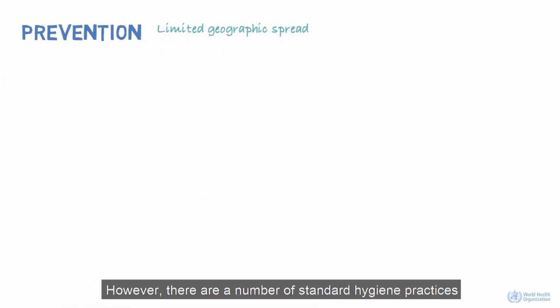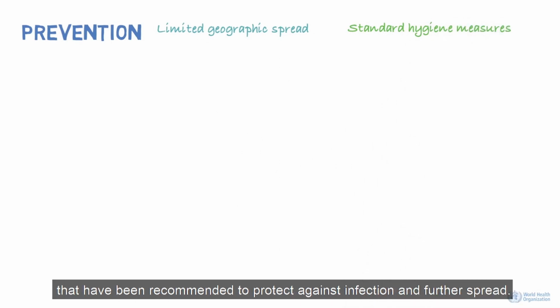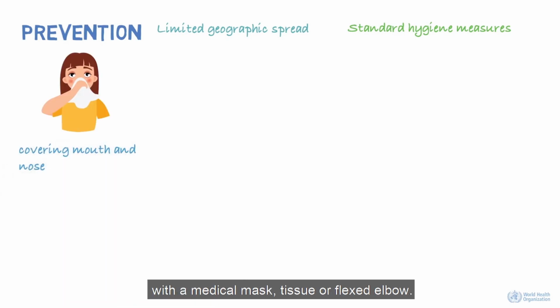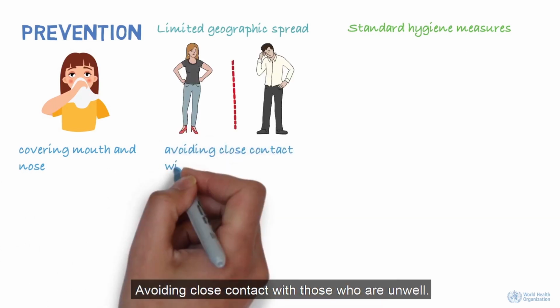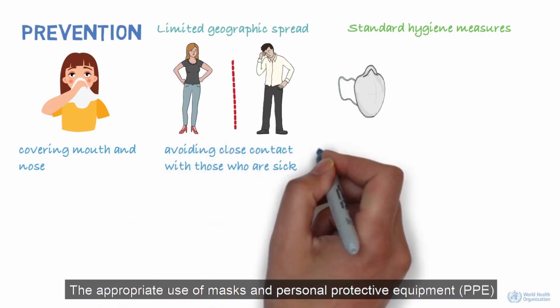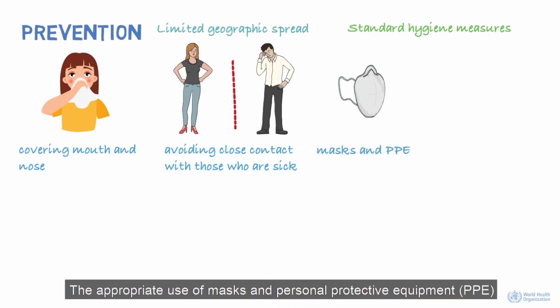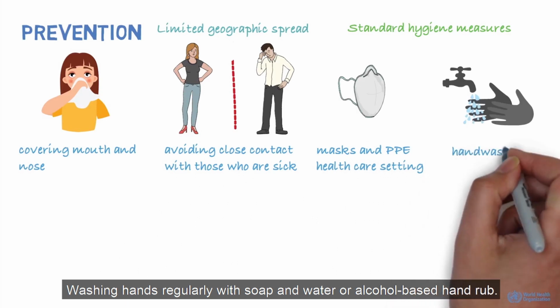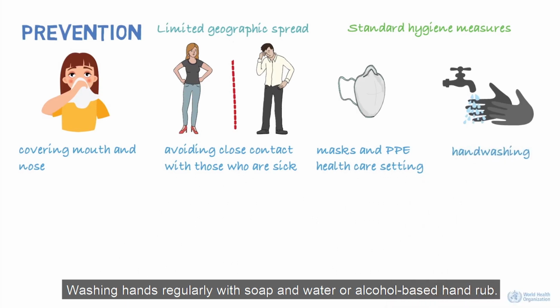However, there are a number of standard hygiene practices that have been recommended to protect against infection and further spread. These include covering your mouth and nose when coughing or sneezing with a medical mask, tissue, or flexed elbow, avoiding close contact with those who are unwell, the appropriate use of masks and personal protective equipment, especially in a healthcare setting, washing hands regularly with soap and water or alcohol-based hand rub.